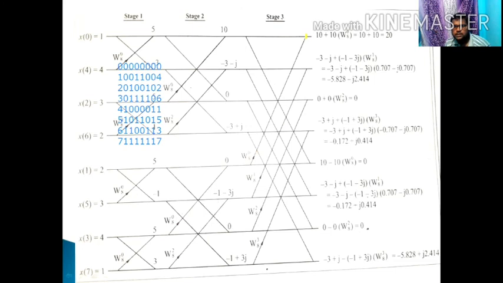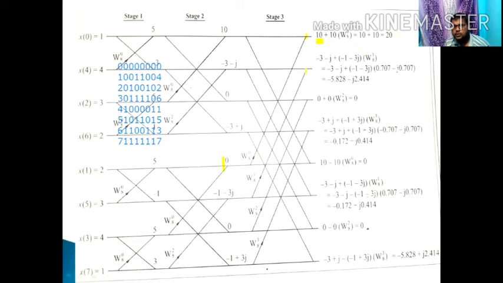So first, consider this node. The first input received here is 10, so I put here 10. Next, I look into any other signal coming at this point. One more signal will be coming here, that is 10 into W8 power 0. Sorry, here was a mistake. So here we have 10 value, then 10 into W8 power 0. These lines are positive lines, so I put here plus. So 10 plus 10, the answer becomes 20.